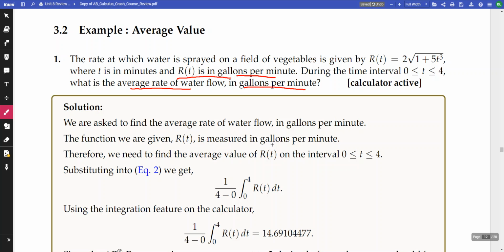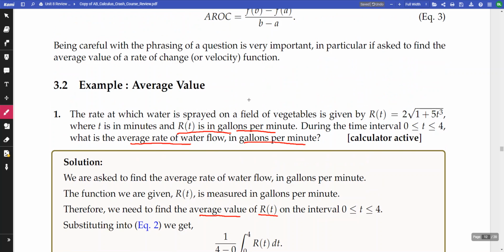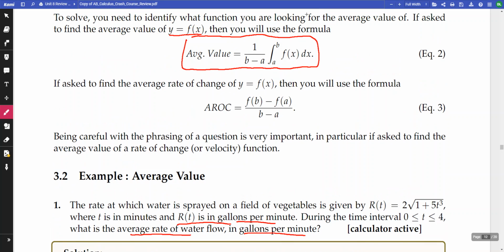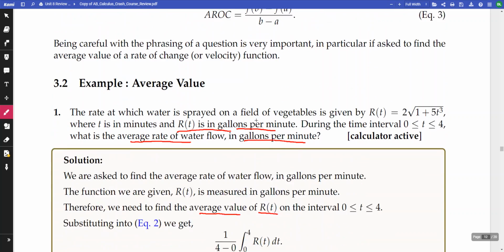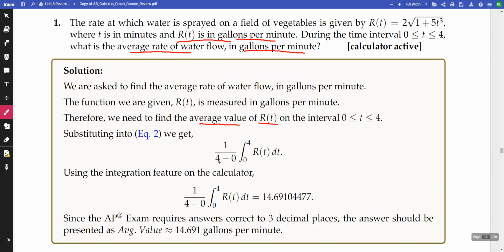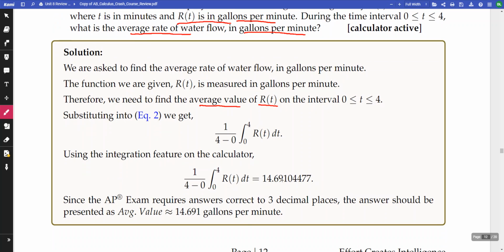So notice we're asked to find the average rate of water flow in gallons per minute. The function we're given is measured in gallons per minute. Therefore, we need the average value of that rate function. I know, confusing, but use the units to help you out. So we're going to substitute into our equation 2, the average value function: 1 over b minus a, times the integral from 0 to 4, in this case a and b, of the function. If I use the integration feature on my calculator, I get 14.69.